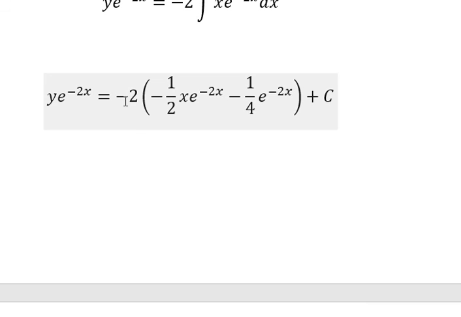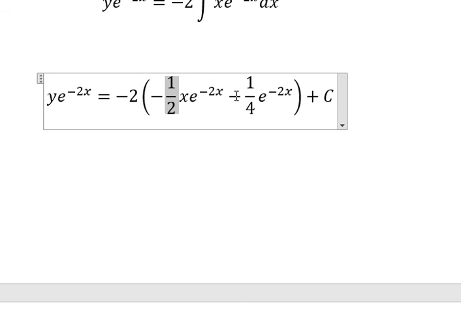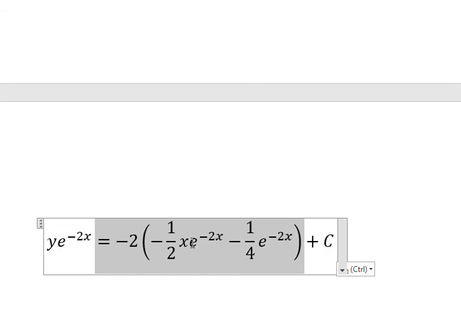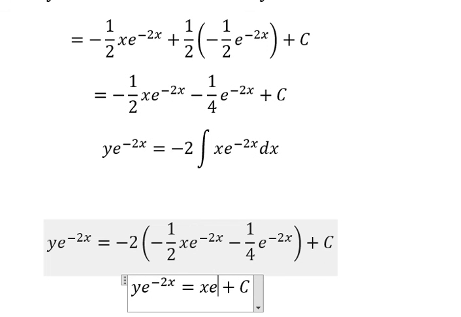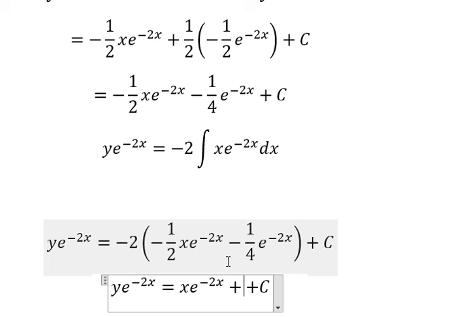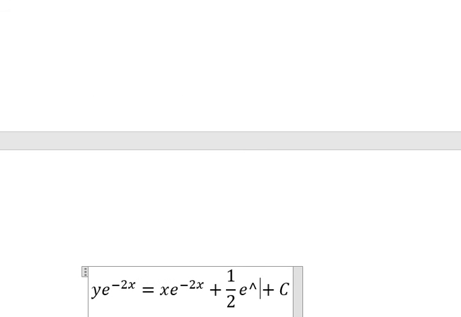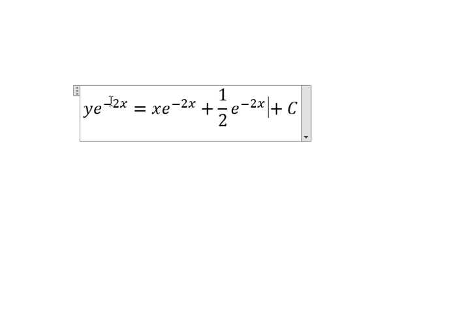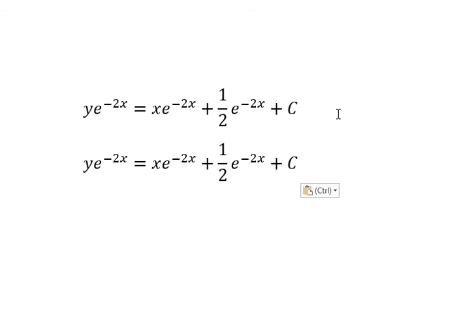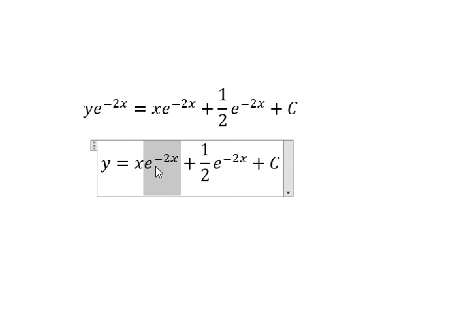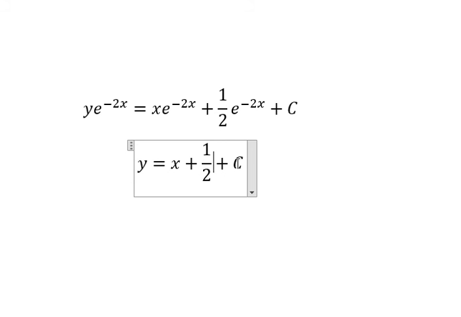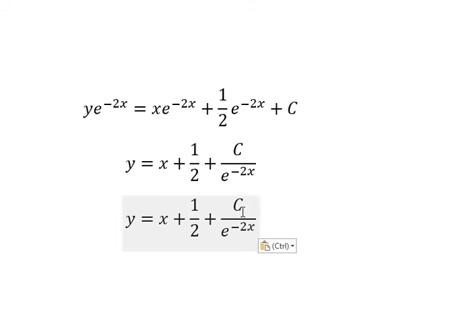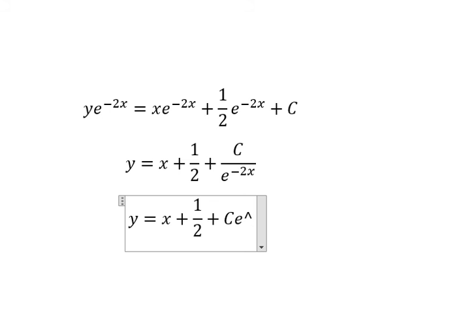Now negative number 2 multiplied by negative 1 over 2 and negative 1 over 4. So we will have s e to the power of negative 2s plus 1 over 2 e to the power of negative 2s, and then we divide both sides by e to the power of negative 2s. And this one we can write as c e to the power of 2s.